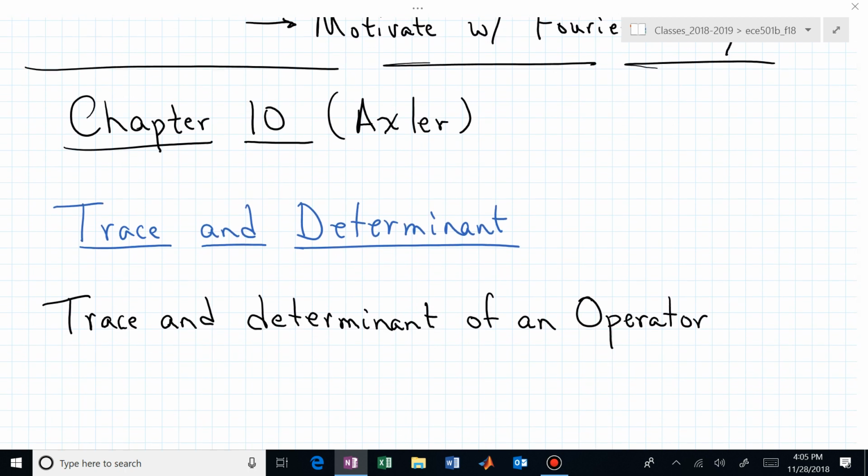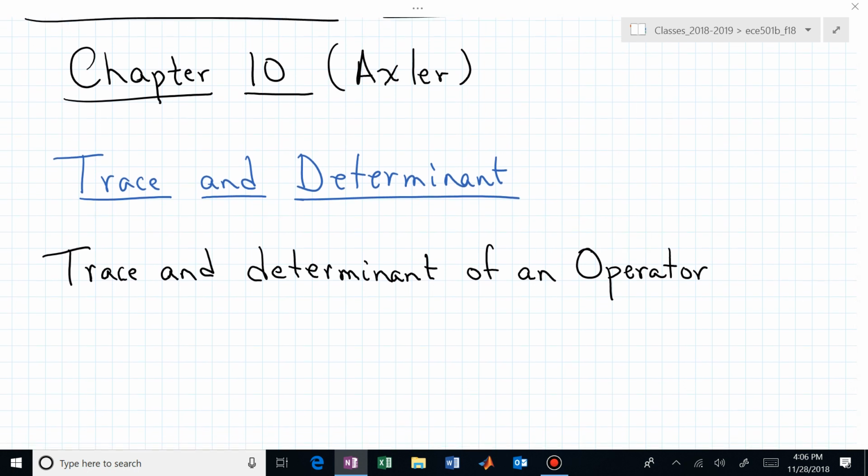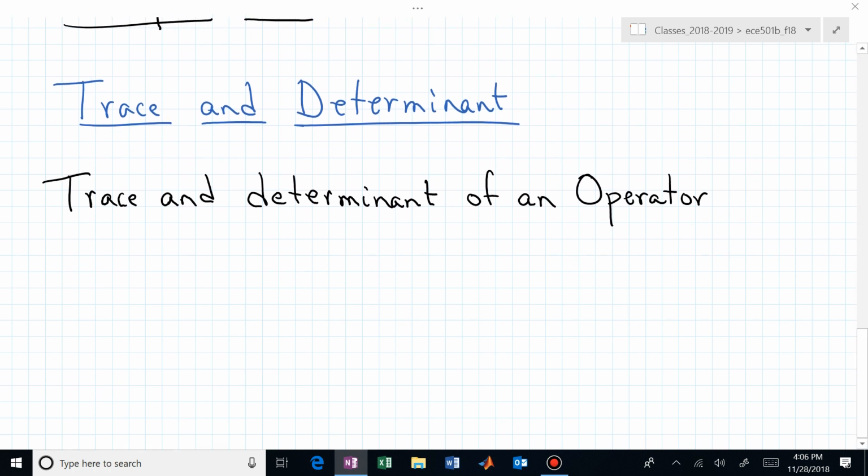So let's look at Chapter 10, which now we can talk about a determinant. Since we're doing linear algebra, we're now talking about the determinant of an operator or a matrix in the last chapter of the linear algebra text. So here, let's now look at trace and determinant of an operator.